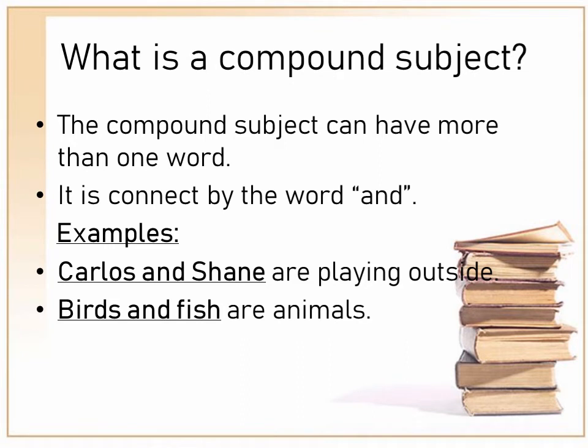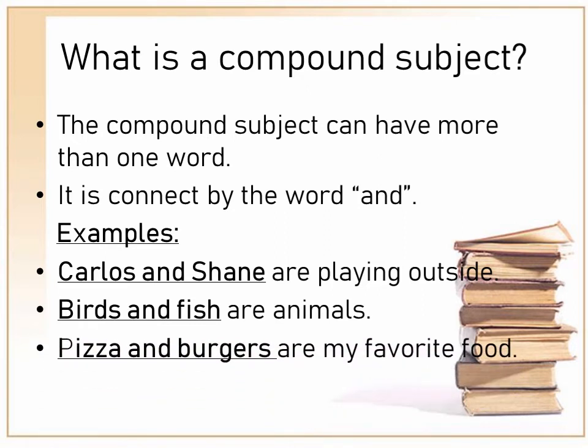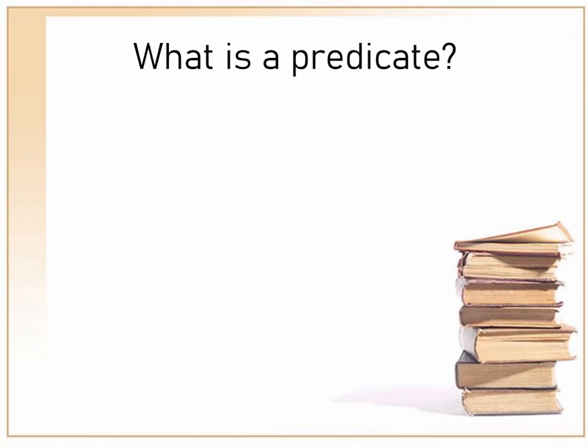Birds and fish are animals. We have the word and, we have birds, we have fish. So we have two subjects. That's why we call it compound subject. Pizza and burgers are my favorite food. So pizza and burgers, that's a compound subject. We have two subjects over here, which are the pizza and the burger.